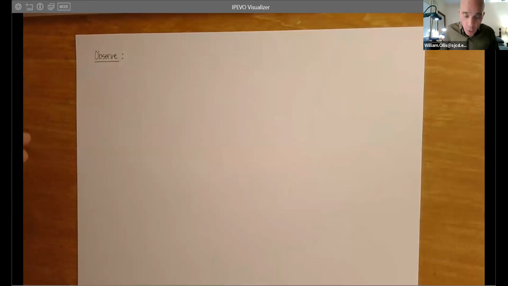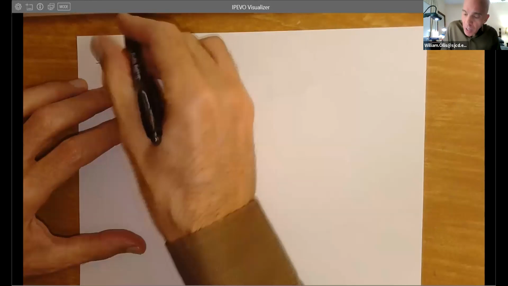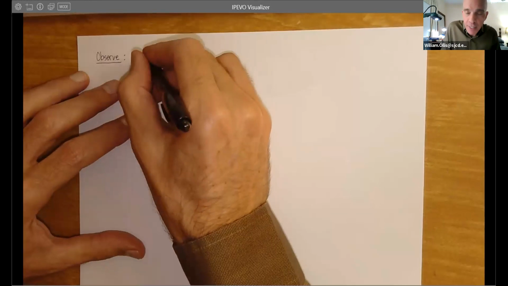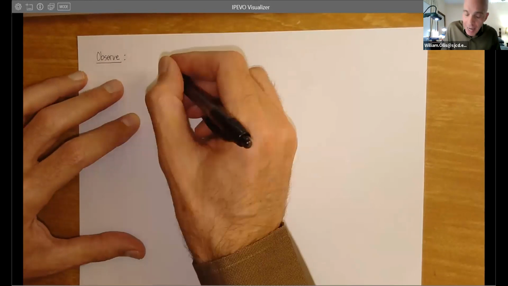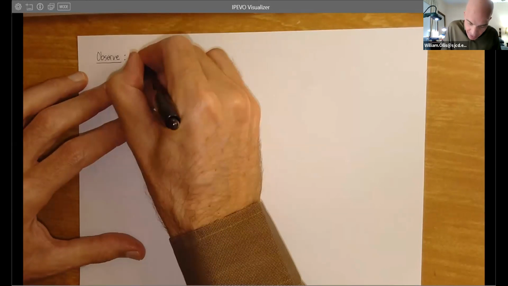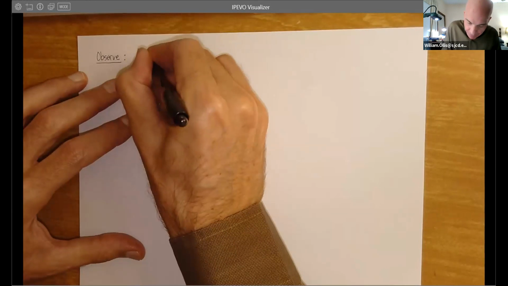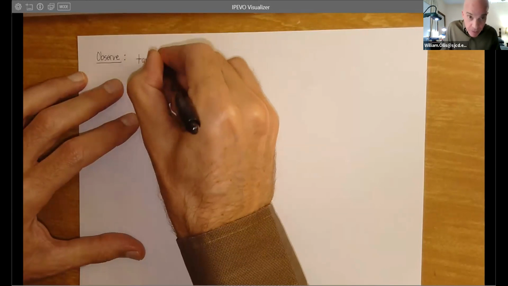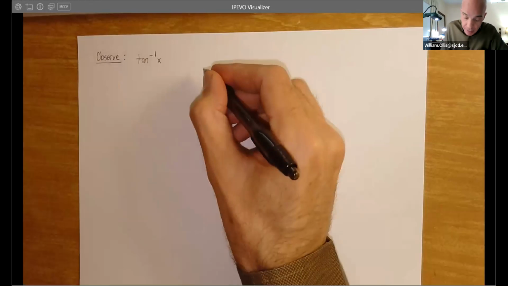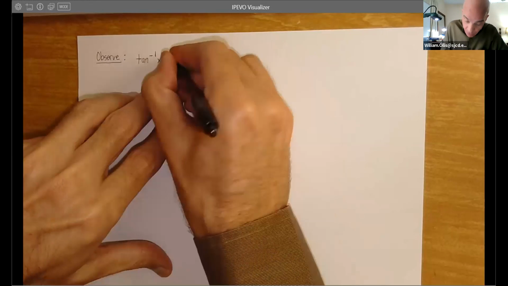So I want you to observe the following. We're going to write this as an indefinite integral like we were doing in the last class. Inverse tangent of x. We know what this is. This can be written as the following indefinite integral.